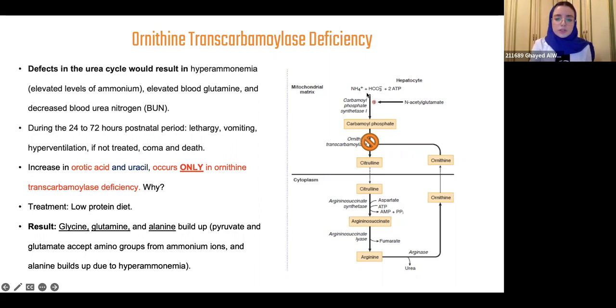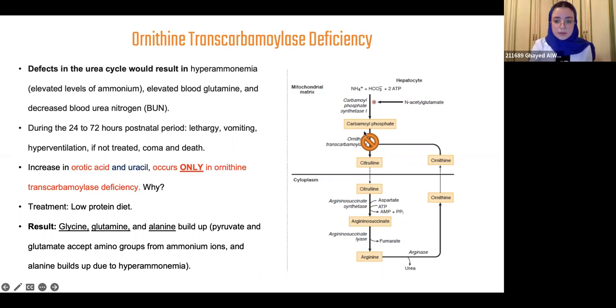So in general, the deficiencies of CPS1, which is carbamoyl phosphate synthetase 1, and OTC are pretty similar, but there's one main thing that differentiates them. That's what we're going to focus on because that's what you'll get in the question. Whenever you see this one keyword, you'll know to pick ornithine transcarbamylase immediately, and that's an increase in orotic acid. It's only in ornithine transcarbamylase deficiency that the patient presents with increased levels of orotic acid in the urine. So it's called orotic aciduria.